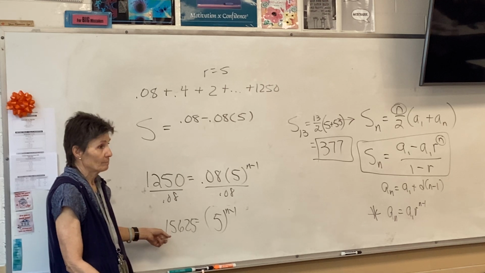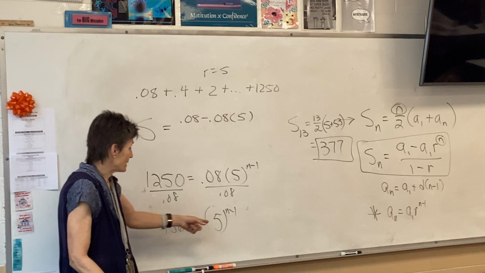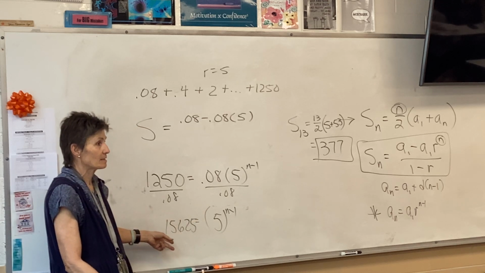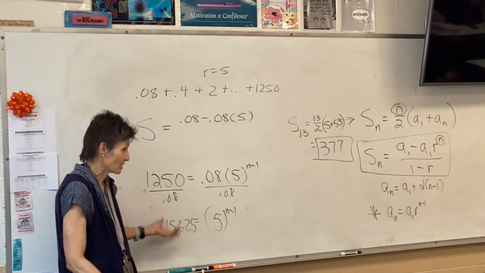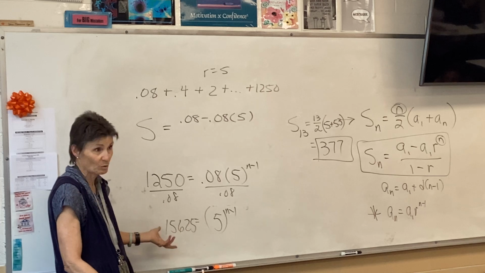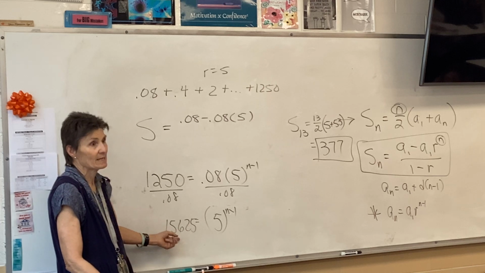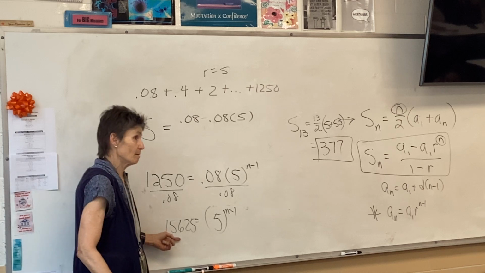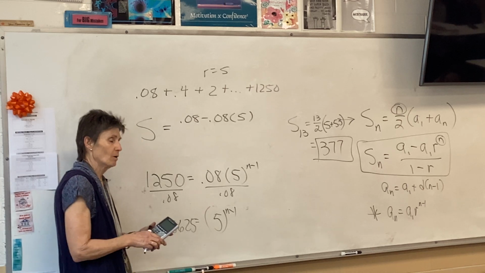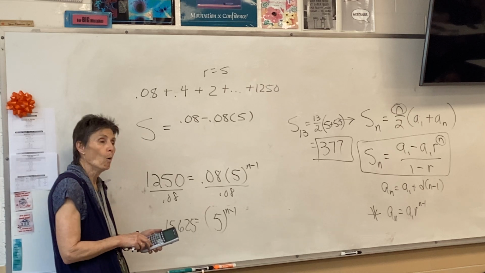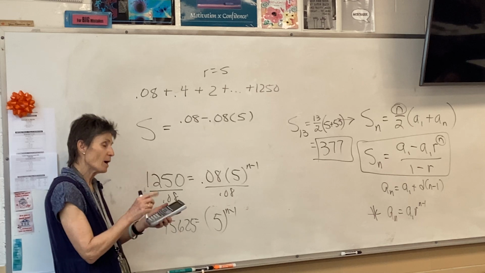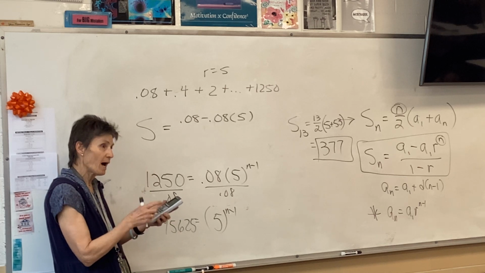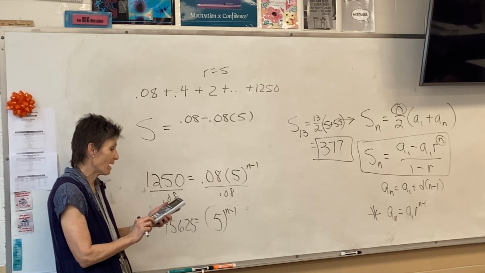That's a big number. I have no idea how many 5s it takes. You know, like 5 squared is 25, and 5 cubed is 125. I don't know how many 5s it takes to get this. So I can either use logarithms, or I can just kind of trial and error it. What's 5 to the 6th power?